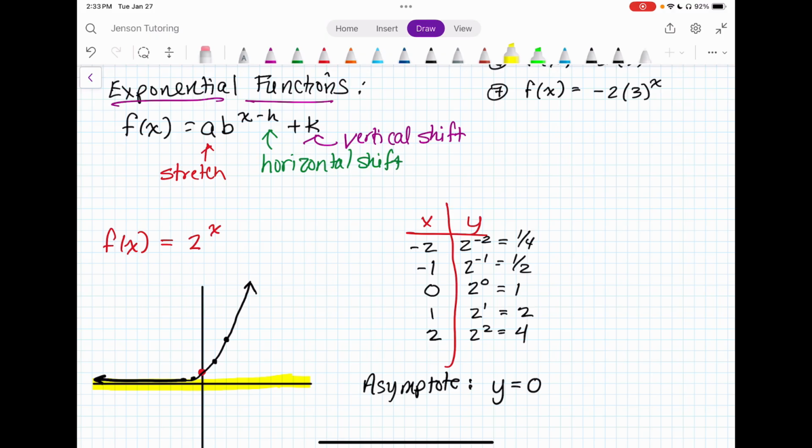So if I can plot those points, we just plotted 5 points really quickly without a calculator. It's really easy.